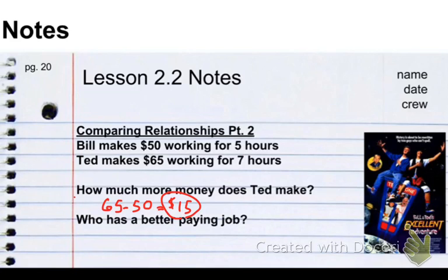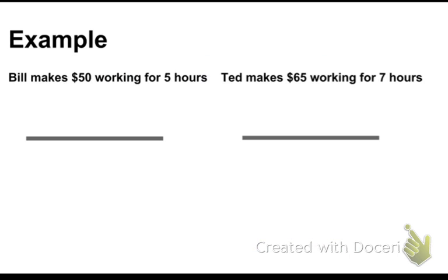But then there's the bigger question. Who has a better paying job? Well, that bigger question is going to lead us to dive a little bit further, and that's where having our understanding of fractions and equivalency is going to come in really, really handy. So, take this example here. Bill makes $50 working for 5 hours, Ted makes $65 working for 7.